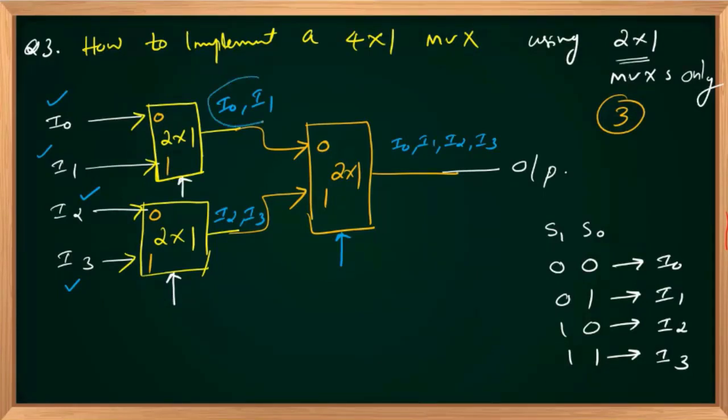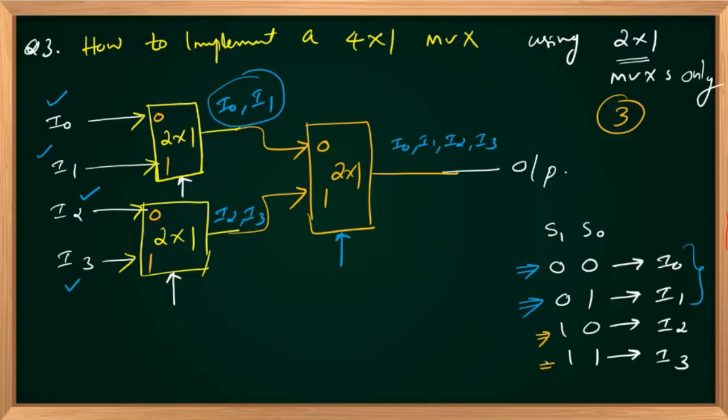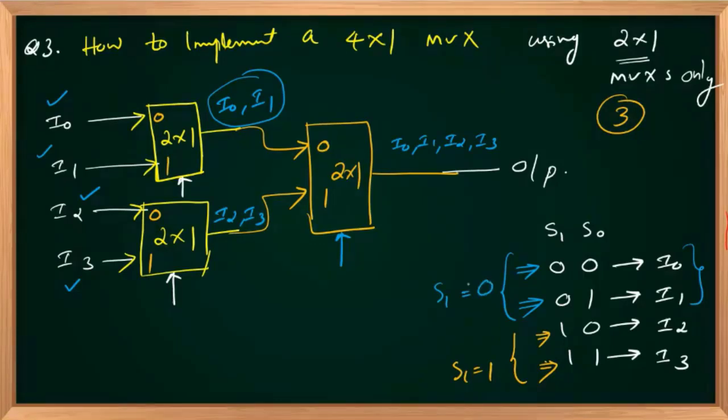Look at this. What is the condition to select I0, I1? I0, I1 will be selected, these two inputs will be selected. The condition is that S1 should be 0. I0 and I1 will be selected if and only if S1 equals 0. Whereas I2 and I3 will be selected if S1 equals 1. Right? S1 equals 1. So whether I0, I1 appears at the output is decided by S1. Whether I2 or I3 appears at the output is decided by S1 again.